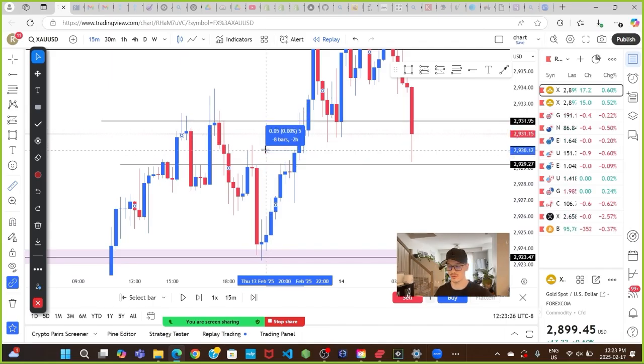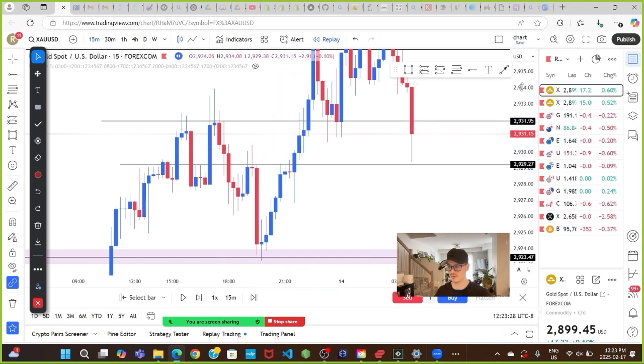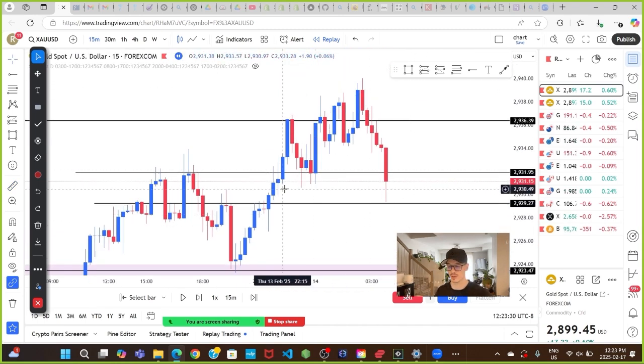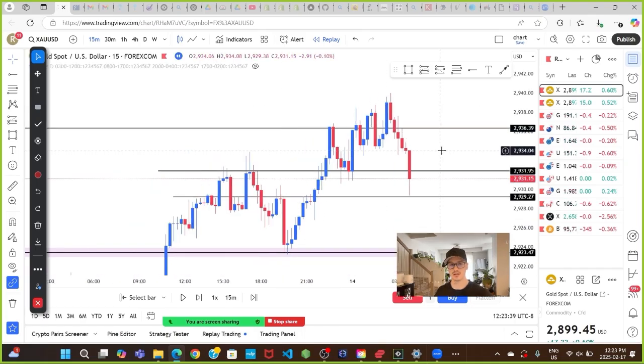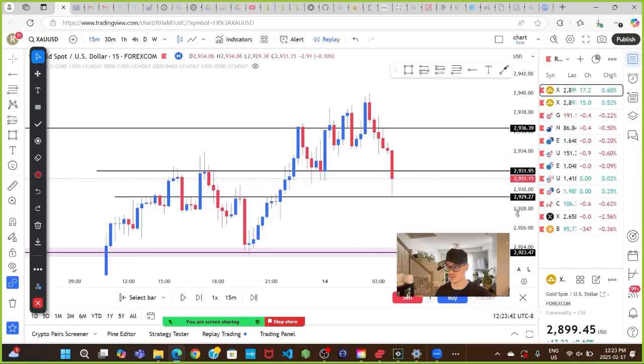Flipped, stopped me out, and then started to drive again. So that was one position where I got stopped out, break even. Pushed all the way to 2935. That was my first initial higher time frame TP. Unfortunately, I wasn't in that position.